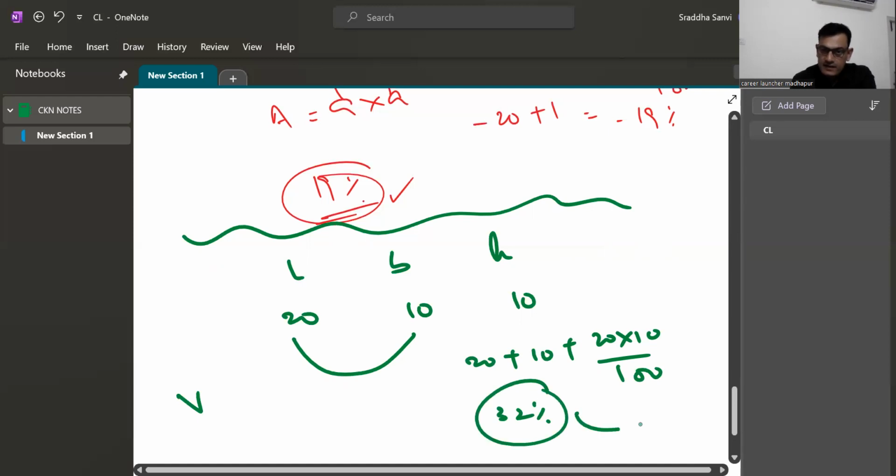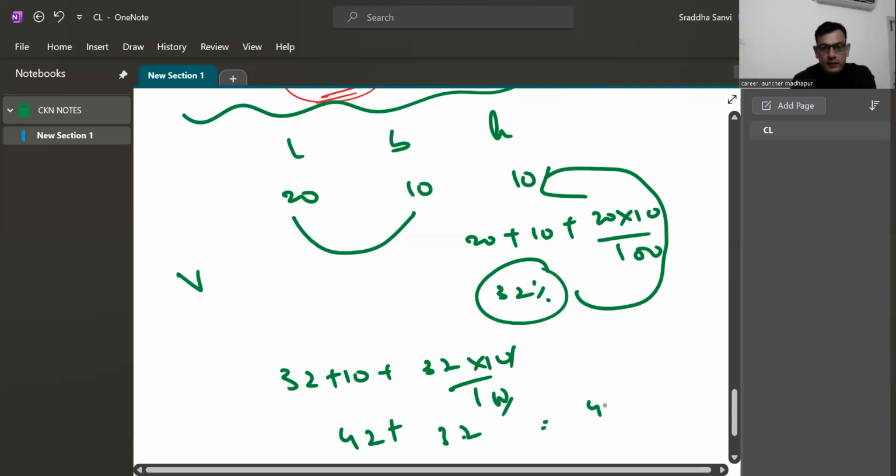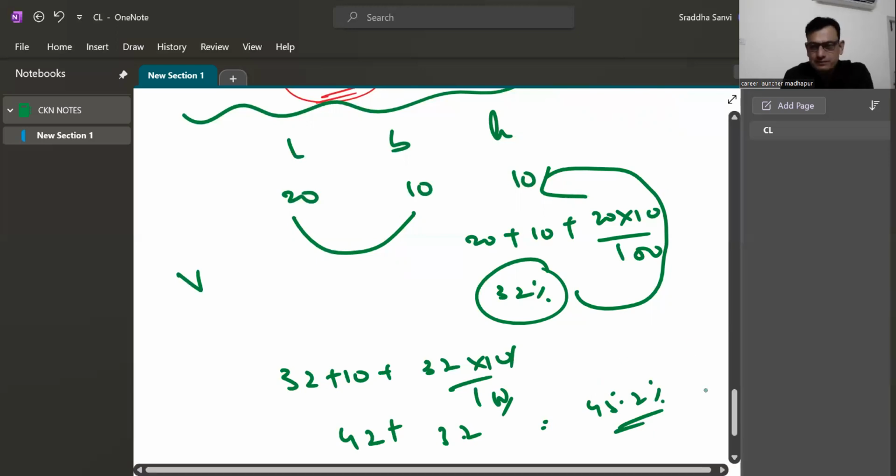Now for the answer and the left out variable, again I'll apply the formula. 32 plus 10 plus 32 into 10 by 100. When I simplify, it is 42 plus 3.2. My answer will be 45.2%. This is one way of solving the question.